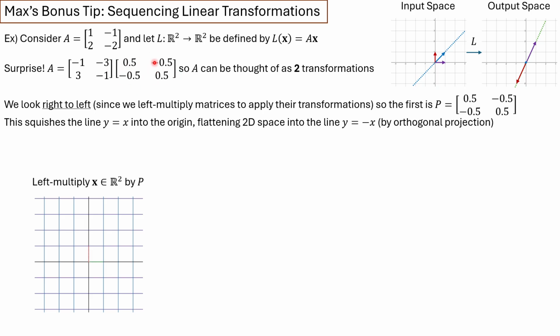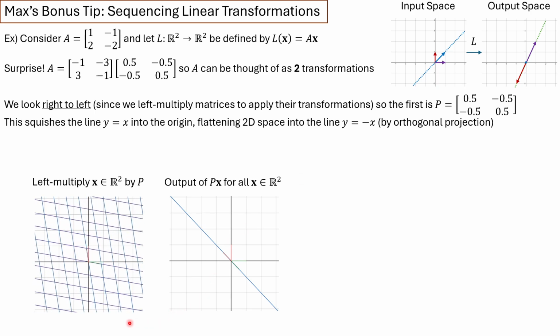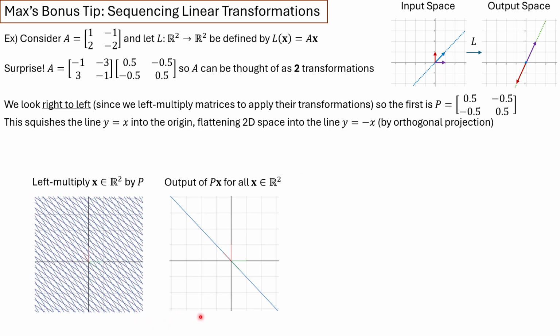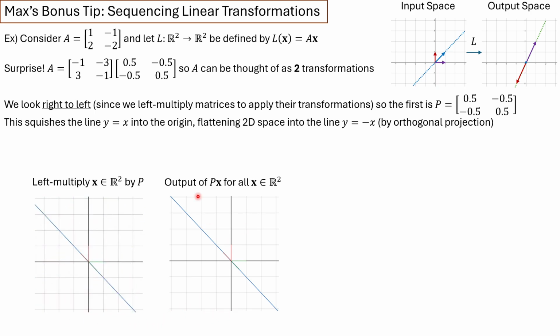Okay, so matrix P is a projection matrix. As you can see in the first grid, it takes our entire 2D space. What does it do? It flattens it via orthogonal projection onto the line y equals -x. Now, this is that exact animation. You see we lose a dimension.